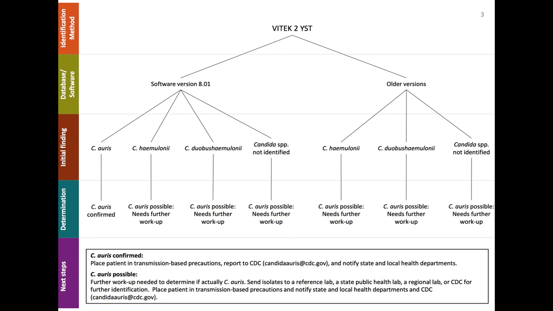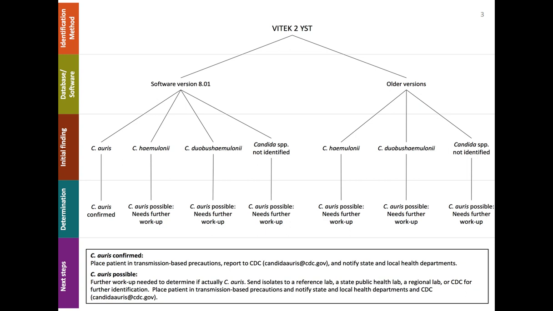And if you don't have the current software version update of that, anytime one of those isolates comes off, Candida auris is actually a possibility. And at that point, it's going to require further workup by the laboratory to rule out Candida auris. Now, recently, Vitek came out with a software upgrade, and that software upgrade actually allowed it to identify Candida auris. So going down the left side of the pathway now, you can see that Candida auris can be confirmed.